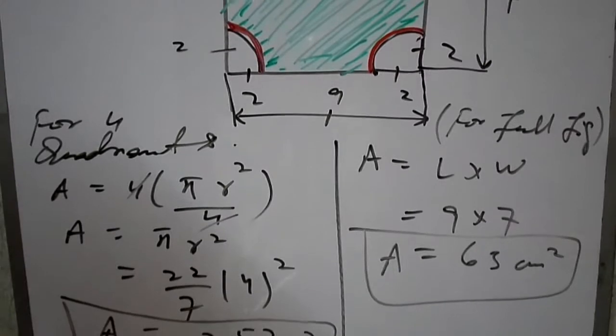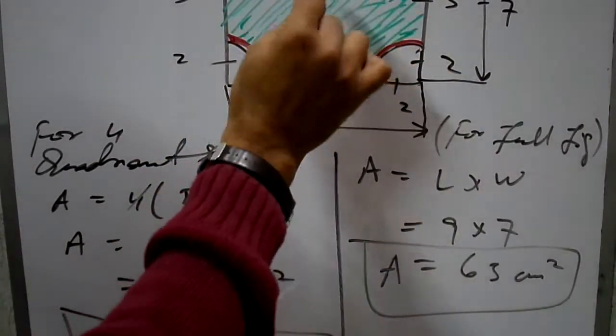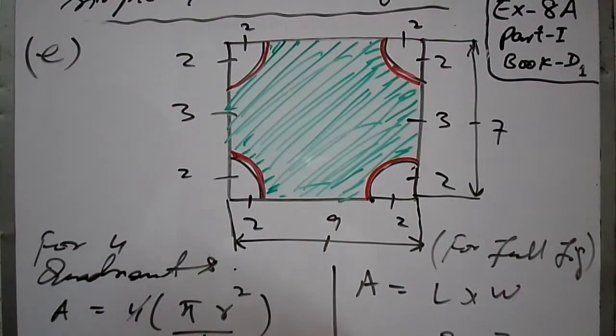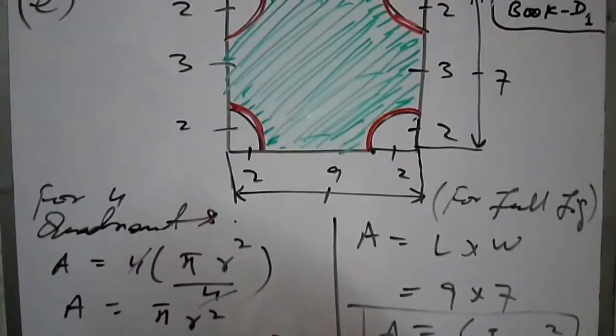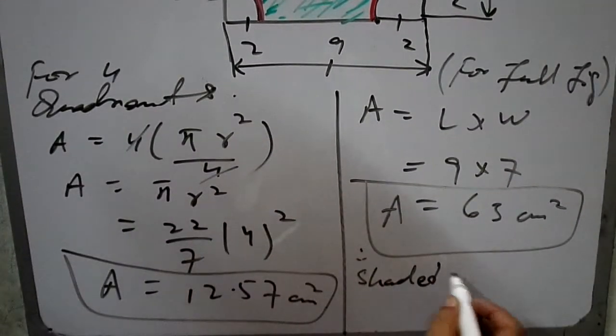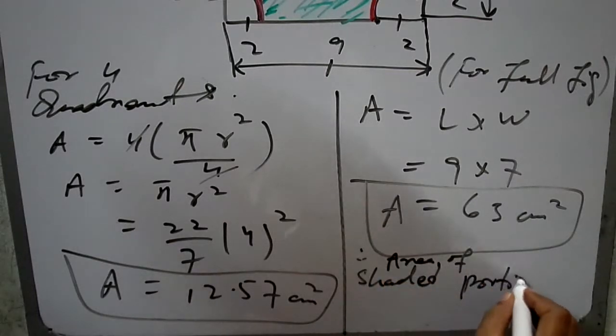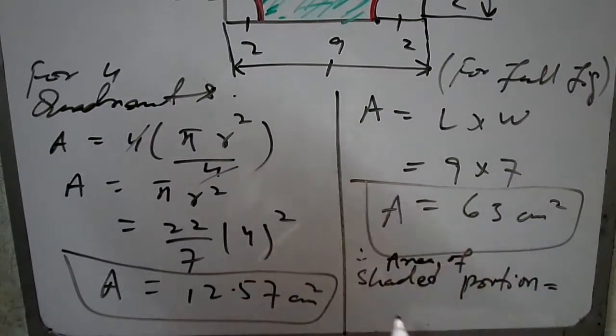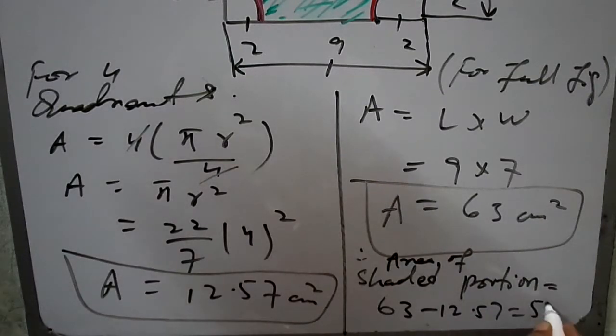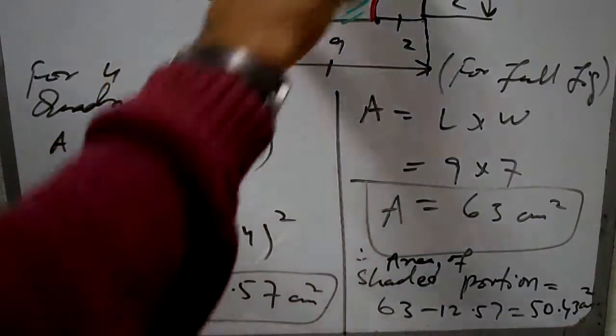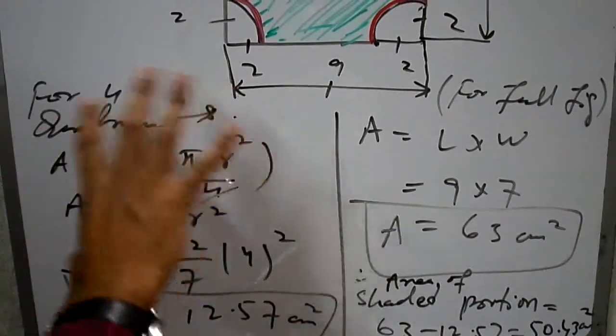But you have to find the area of the shaded portion. Therefore, for the shaded portion you have to subtract. Area of shaded portion will be equal to 63 minus 12.57, and after subtraction you will get 50.43 centimeters square. So that is your shaded area. So no problem, we can say. Now coming to the perimeter.